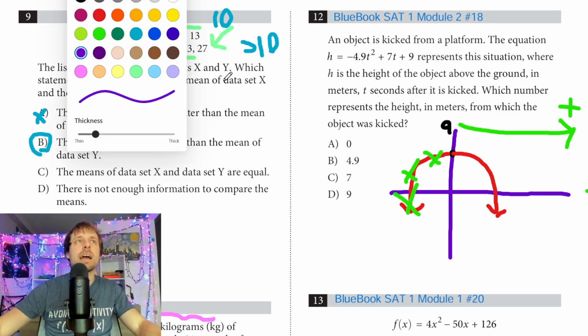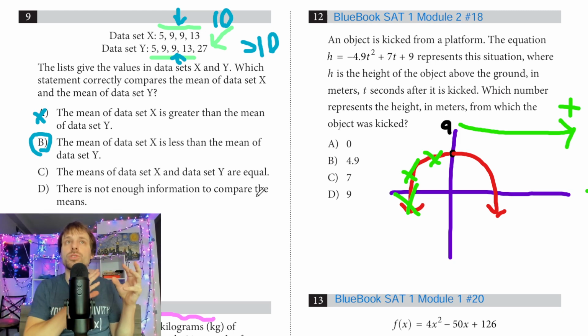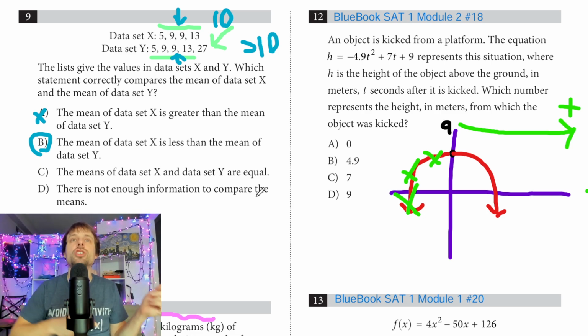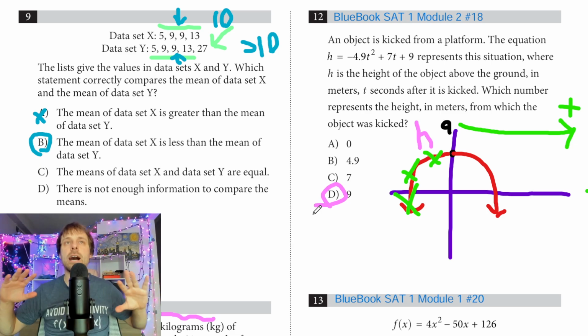So let's see what is happening here. Where the height of the object is above the ground in meters. So meters, t seconds after it's kicked. So meters is going to be our h. That's going to be this. And then t is going to be time. That's going to be our x. What number represents the height from which the object was kicked? So again, we already know this. It's going to be d for this one.